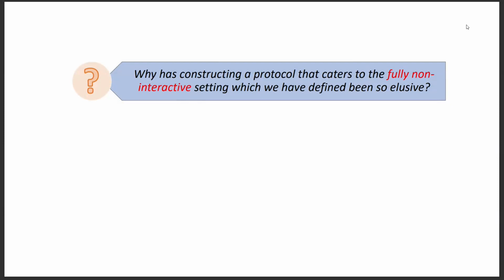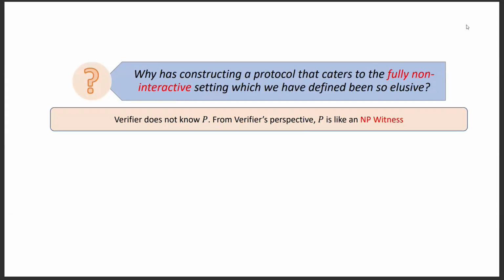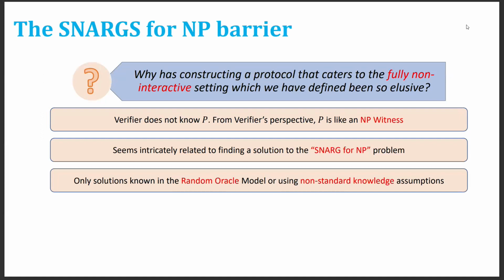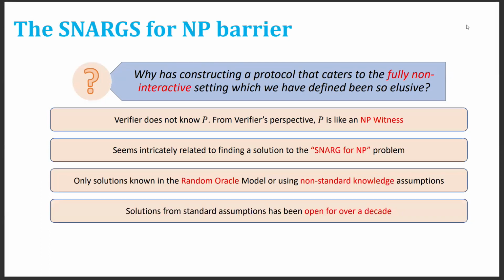defined, been so difficult? If you look at it carefully, the verifier does not know P, which means from a verifier's perspective, P is like an NP witness. So when we add to it the succinctness requirement that we want in the proof size and the verifier's runtime, this problem seems intricately related to finding a solution for SNARKs for NP, where the only solutions known so far are in the random oracle model or use non-standard knowledge assumptions, and finding solutions from standard assumptions has been open for over a decade.